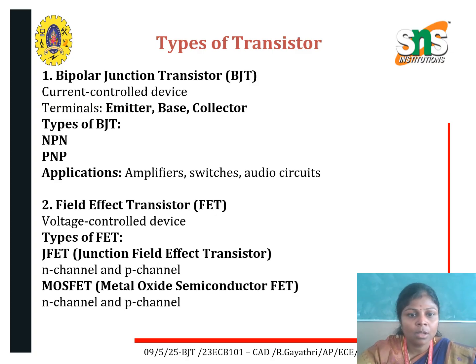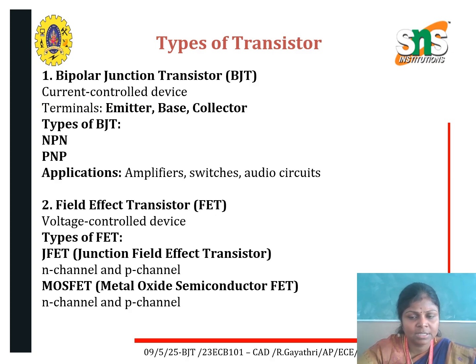And coming to the types of BJT, there are two types, which are NPN transistor and PNP transistor. In N-type material the majority carriers are electrons and in P-type the majority carriers are holes. BJT is used in amplifiers, switches and audio and video circuits. And the second one is the field effect transistor.